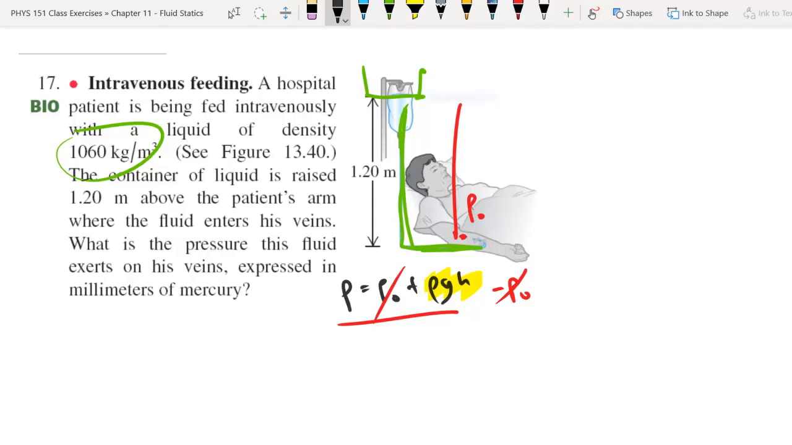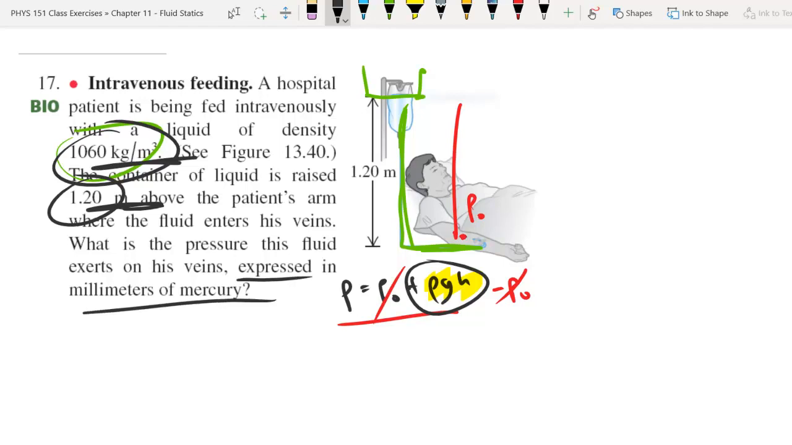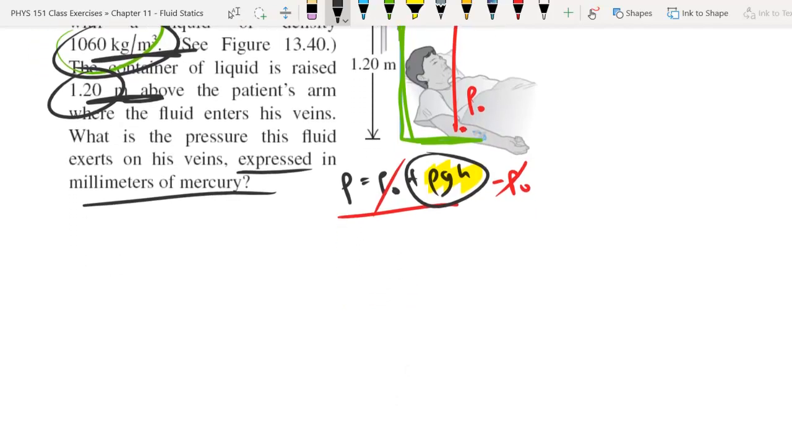It gives us a height, it gives us a density, and we have g, right? So we can just use here that the pressure in his arm is going to be rho gh. Of course, H is in meters and rho is in kilograms per cubic meter, so this is good. But we actually wanted it expressed in millimeters of mercury.